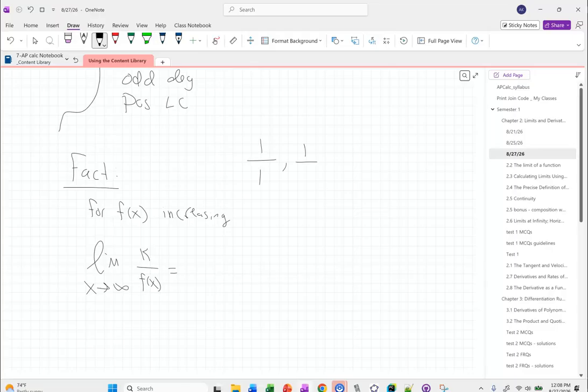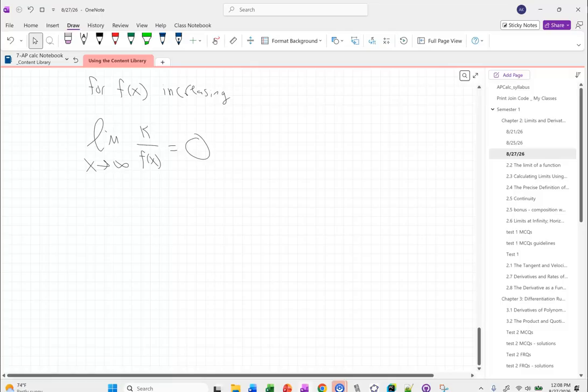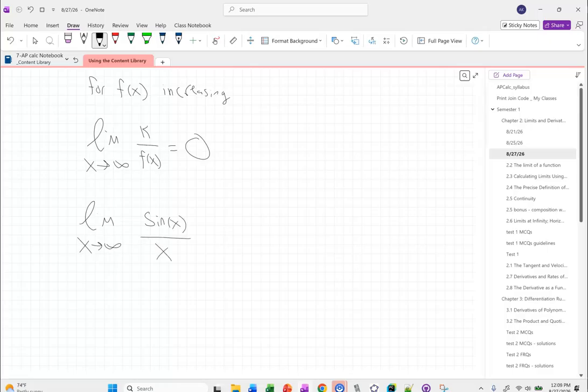So let's think about it, right? If you start with 1 over 1, 1 over 10, 1 over 100, 1 over 1,000, that's heading towards 0, right? We start with 1, 0.1, 0.01, 0.001, etc. We're heading to 0. Okay? Guys, this is wonderful. We can do this without doing any algebra. Just have to think for a moment. Okay?